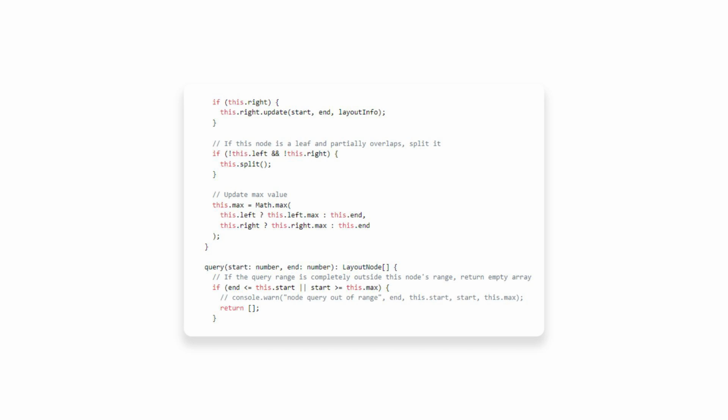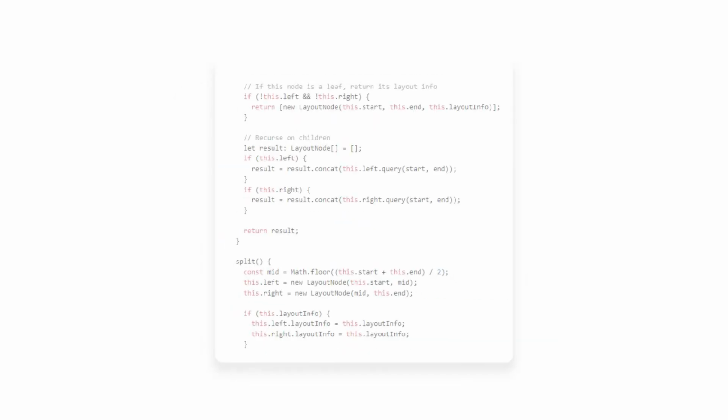The query method checks if the specified query range, start, end, is completely outside this node's range. If end equals this.start or start equals this.max, it returns an empty array indicating no relevant nodes are found. We have 2 more methods within the layout node class, query and split.